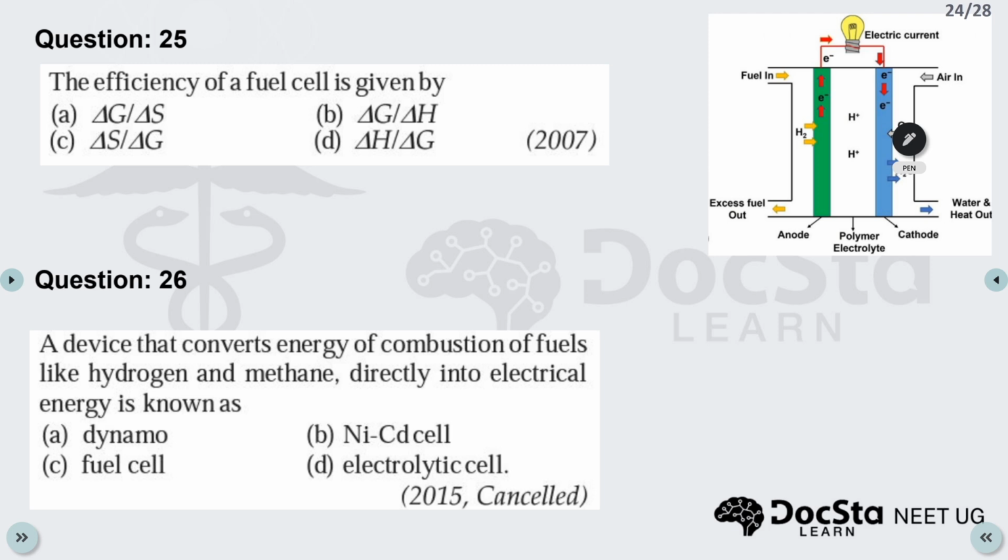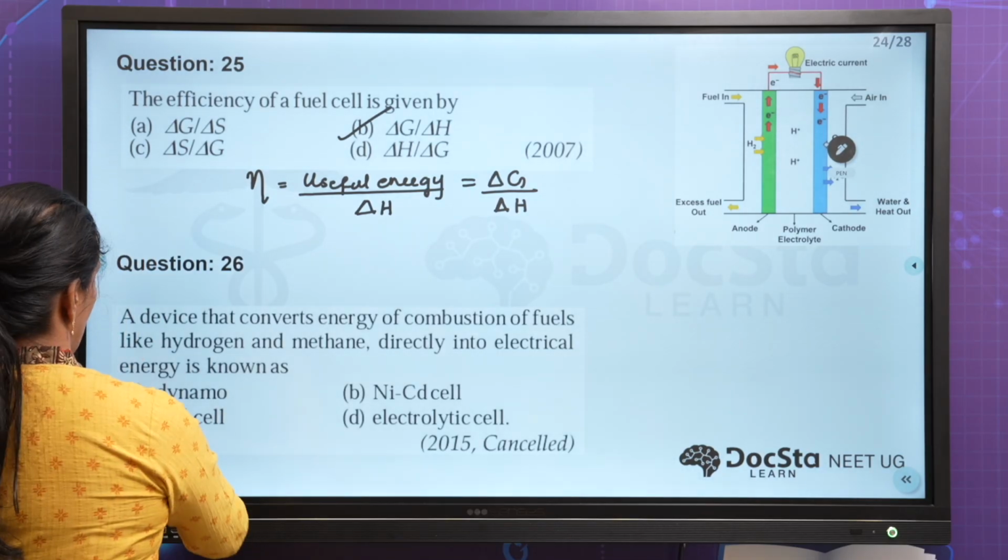Efficiency we generally express in eta, and it is given by the useful energy divided by the change in enthalpy, delta H. This is the expression. The useful energy is nothing but the Gibbs free energy, delta G. So the efficiency of a fuel cell can be represented as delta G by delta H, which is given by option B. Now it's a direct question: a device that converts energy of combustion of fuels like hydrogen and methane directly into electrical energy. That we have already told, it is a fuel cell.